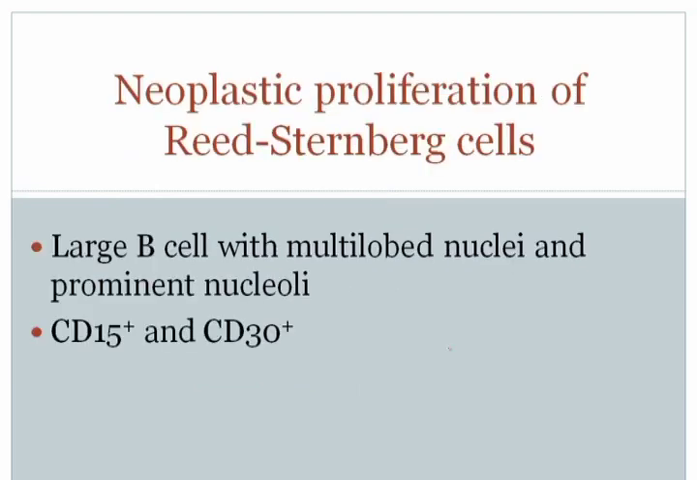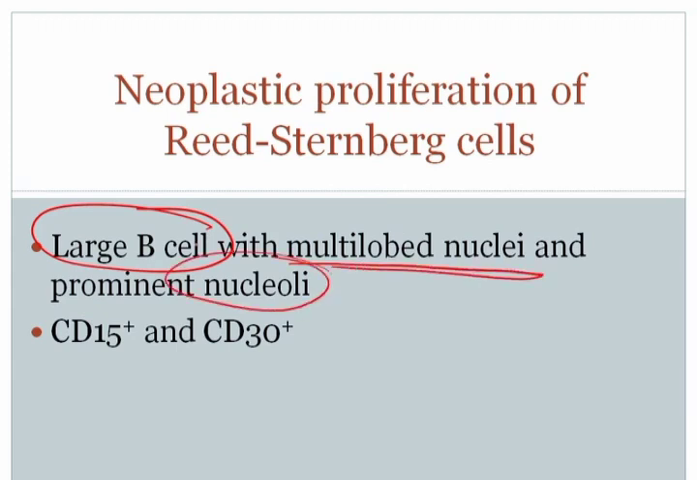The Reed-Sternberg cell is a large B cell, classically with a multilobed nucleus and a prominent nucleolus. And most commonly, they are CD15 and CD30 positive. Notice that there is no CD20 expression here, although it's clearly a B cell. They are CD15 and CD30 positive.